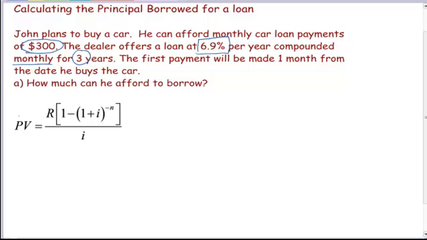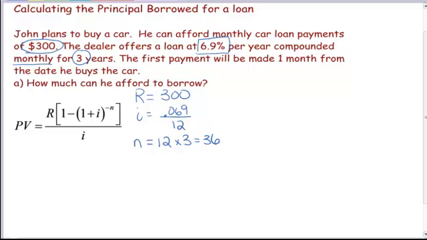Before you can use any equation, you have to know what the values are that you're substituting into the equation. The value for the payment is $300. I, the interest rate at each compounding period, is 6.9% per year, but at each compounding period it's 0.069 divided by 12 because it is monthly. And N is the total number of compounding periods, and it is every month, so 12 times a year for 3 years, so N is 36.